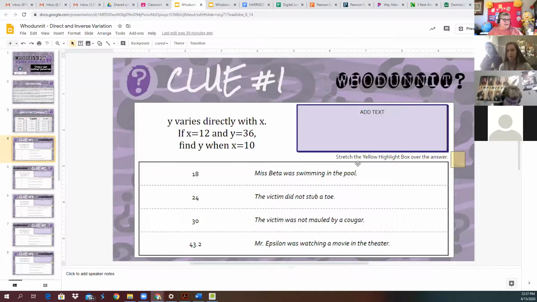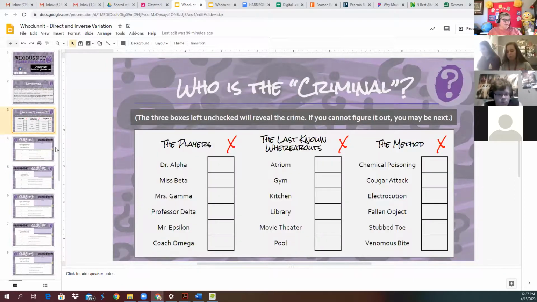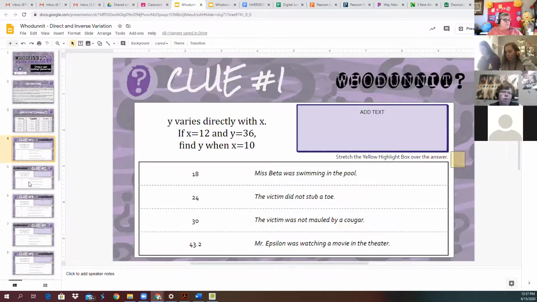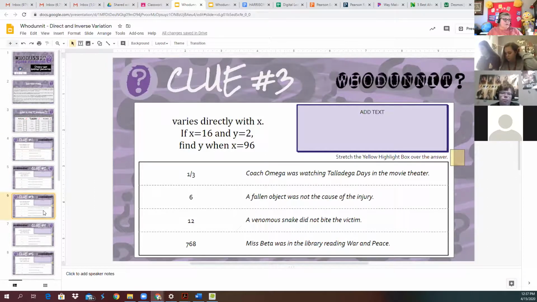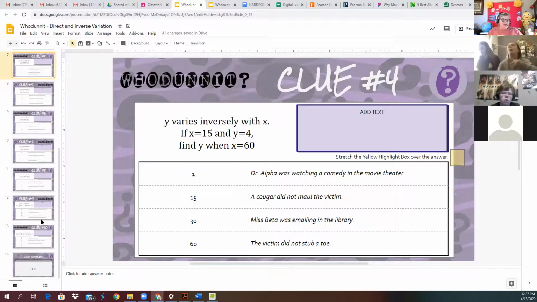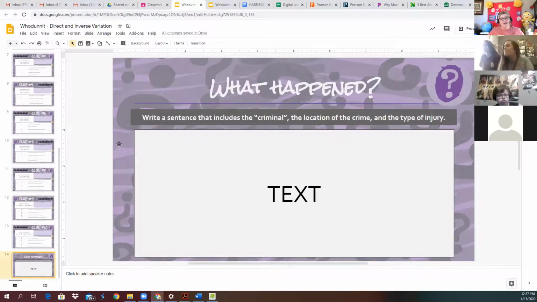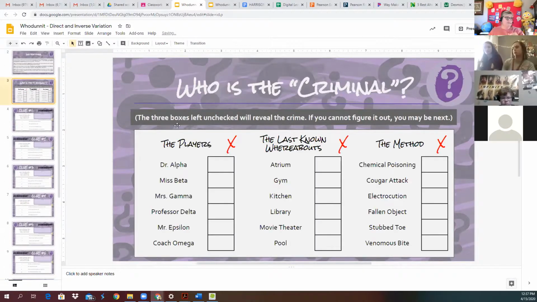You have all of these options, and in your own notes, you can copy this down or you can print it out if it helps, but you don't have to have a printer. And so you're going to go through each one of these clues, and there's 10 of them. And at the very end, you have to submit who is the criminal, what was the location of the crime, and what was the type of injury based upon all of the possibilities right here. And you're going to use this y equals k divided by x to solve every single one of them. So it's kind of a fun thing.